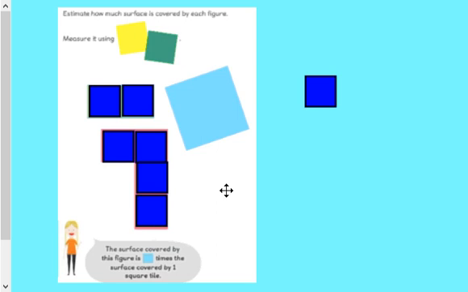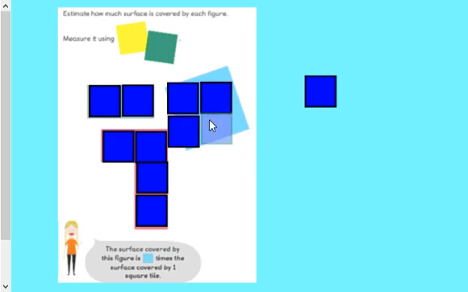Now, the one problem I've got with this lovely cloning tool is that I cannot rotate it. I can't flip it. So I'm going to have to do what you've probably done and make a rough guess on this shape. And I think that if I'm going to guess, I think that this shape will also be 4. It's a square. It will also take 4 of these squares to cover its surface area.